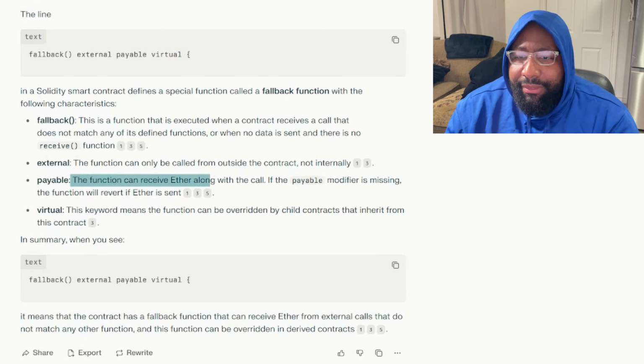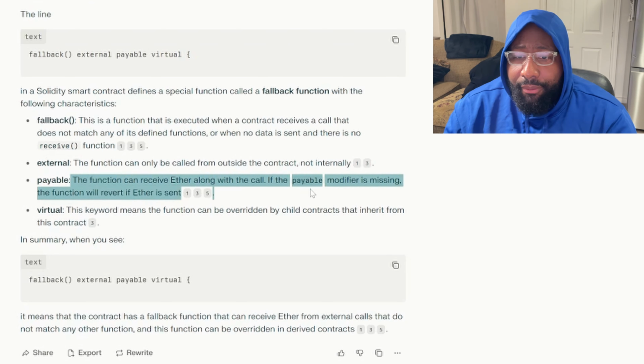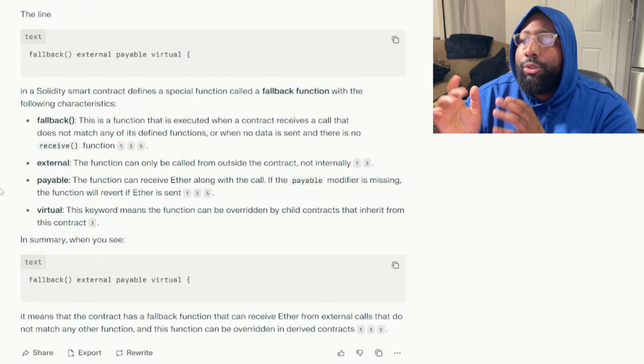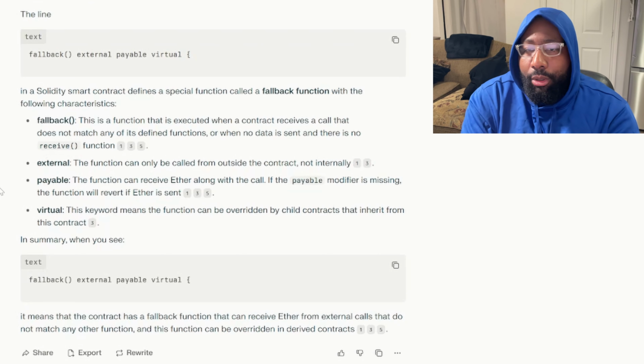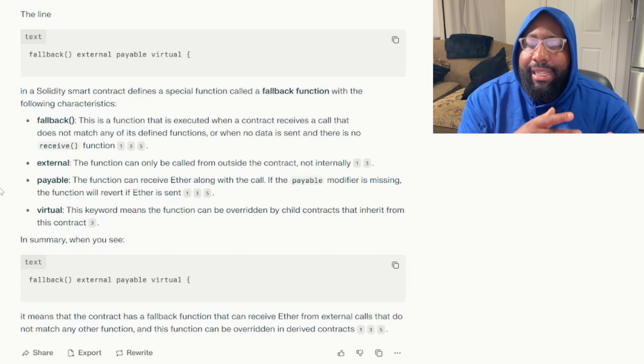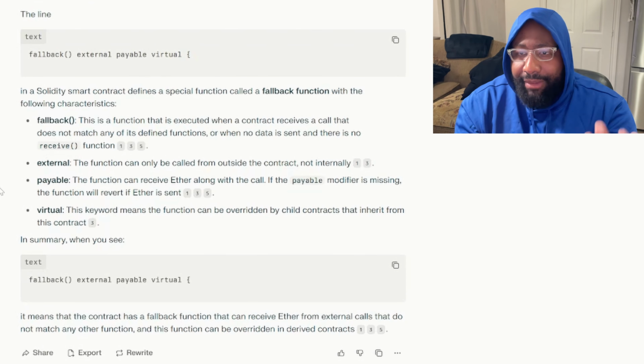The function can receive ether along with the call due to the payable modifier, or revert if ether is sent and the modifier is missing. So what this pretty much means is that if someone was to send ether to the Morpho platform, for whatever reason, maybe the contract fails or whatever the case may be, it can be sent back to the person that it came from. So this is nothing internal with the actual Morpho platform itself.